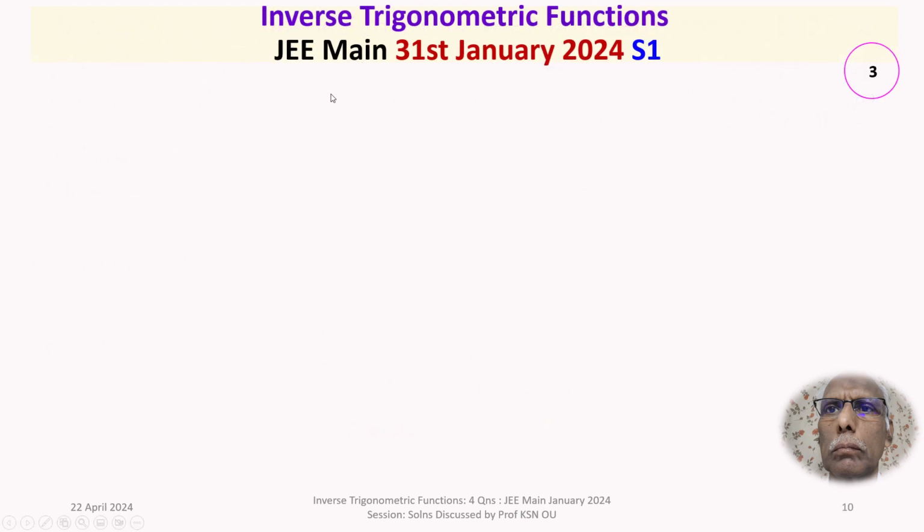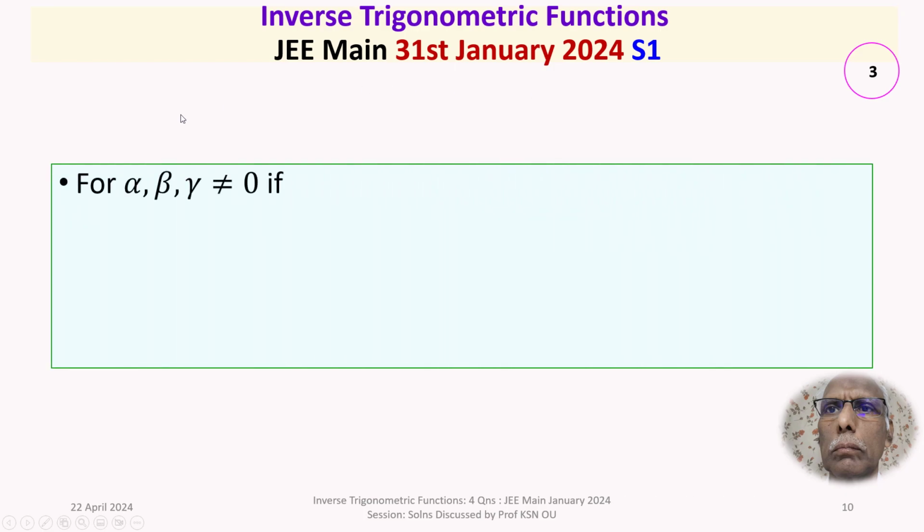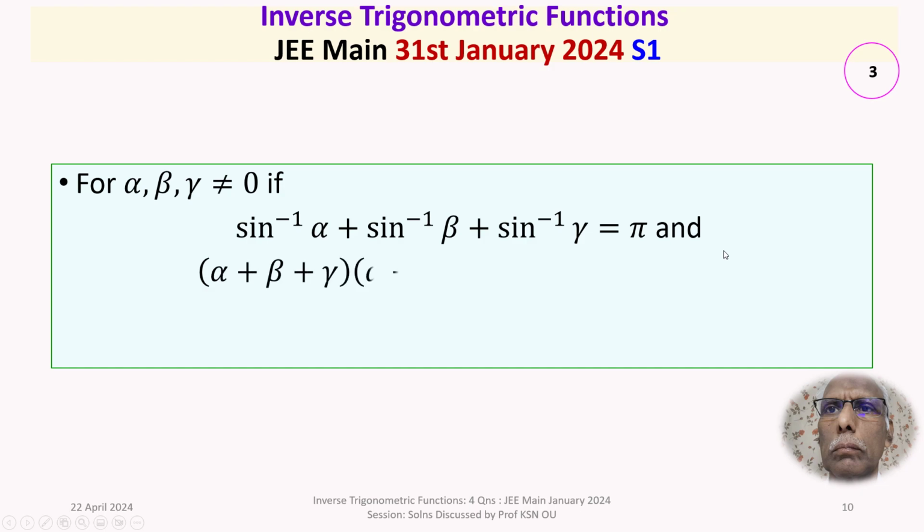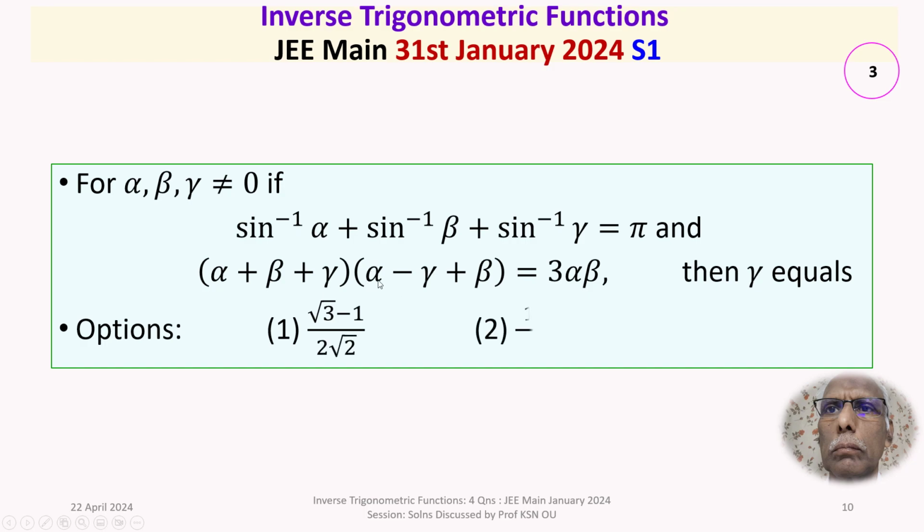This question has appeared in the Joint Entrance Exam Main held on 31st January 2024 in the first shift. The given question is: for alpha, beta, gamma not equal to 0, if sine inverse alpha plus sine inverse beta plus sine inverse gamma is equal to pi, and alpha plus beta plus gamma multiplied by alpha minus gamma plus beta is equal to 3 alpha beta, then gamma equals? We are given 4 options.